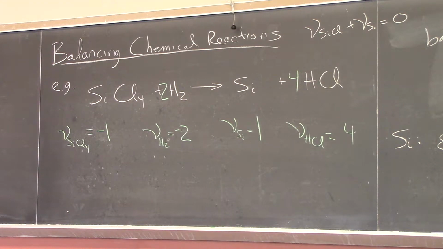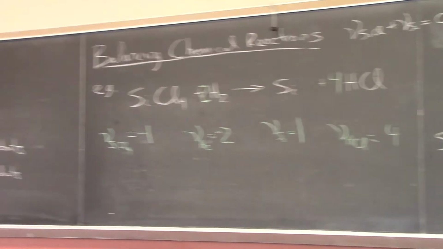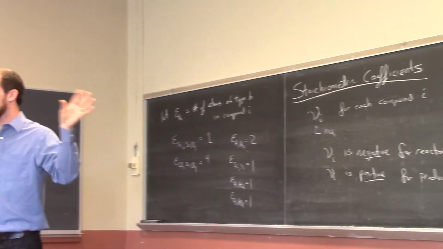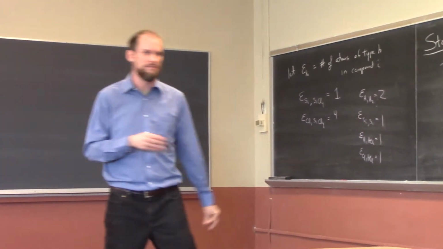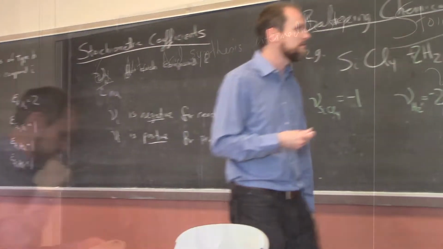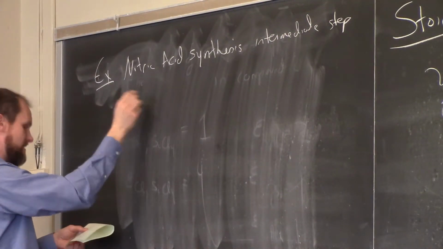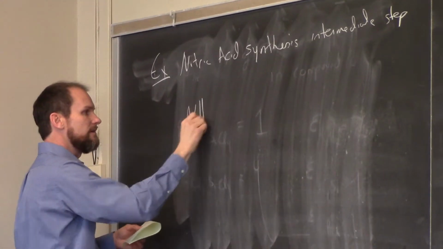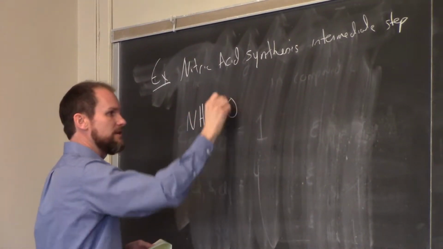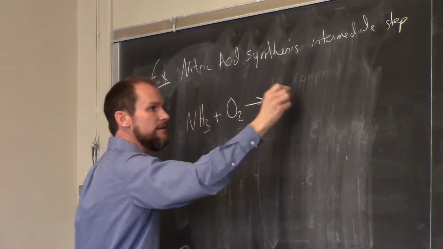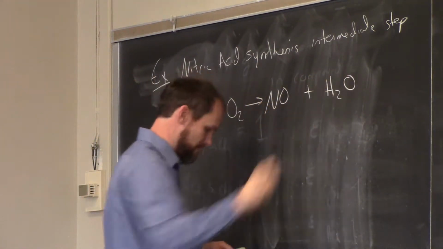I could have gone with 2 and 2 or half and half. So for these, you always have to choose a basis. We have to set one of them to 1 or something else convenient. Nitric acid is used in industry all the time, in particular to make nylon and other polymers. Let's say NH3 plus O2 goes to NO plus H2O.